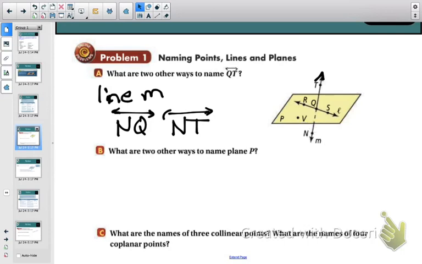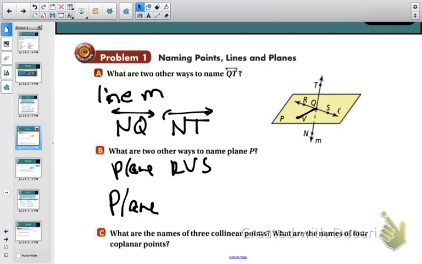So to name a plane, we have to pick at least 3 points that are on that plane. So we could say P, and they have to all form a triangle. So I could do R, V, and S. See, those all three form a triangle. So I could say plane RVS. I could also do VQS. I could switch up those orders. Order doesn't matter.